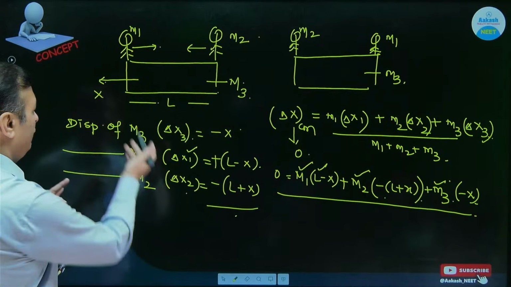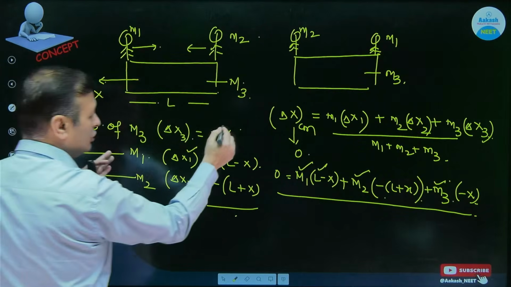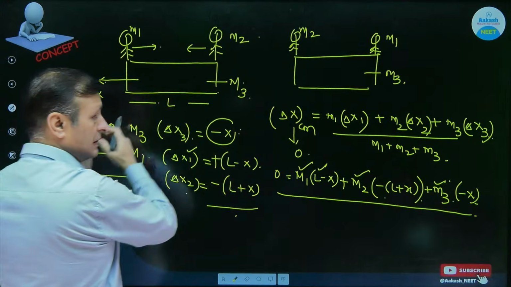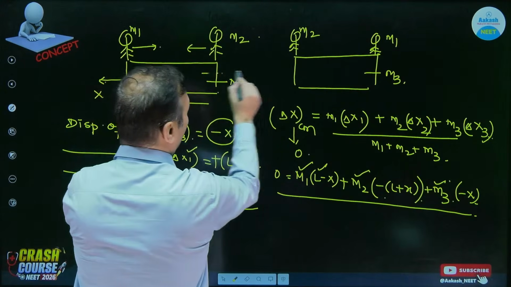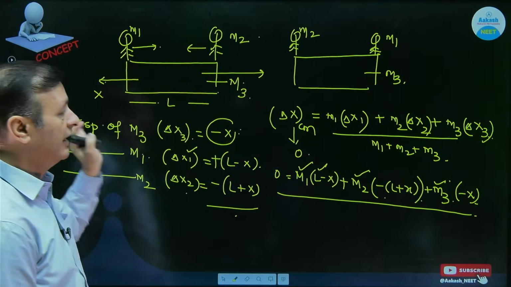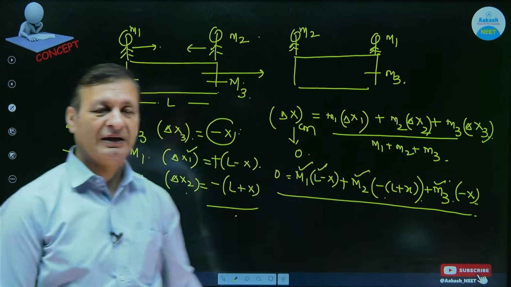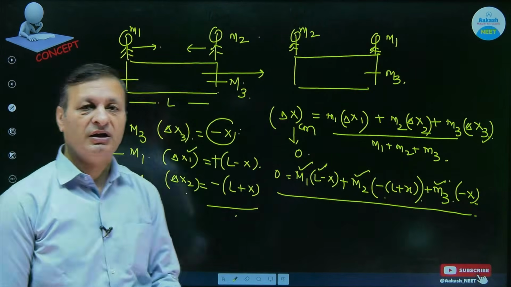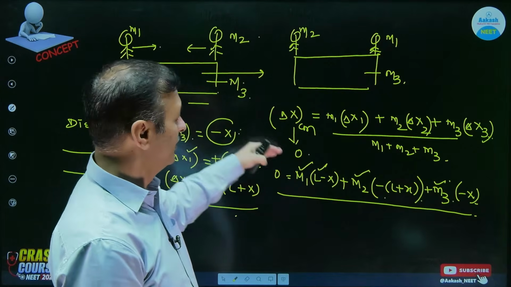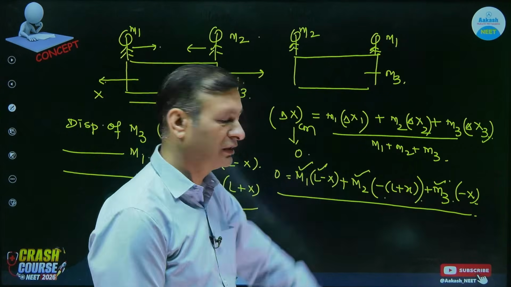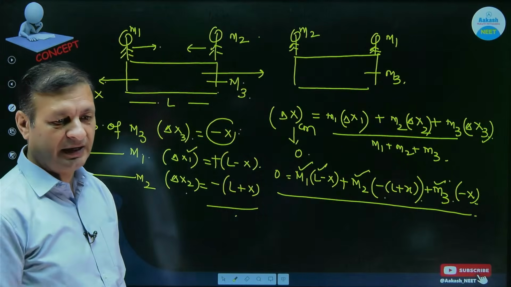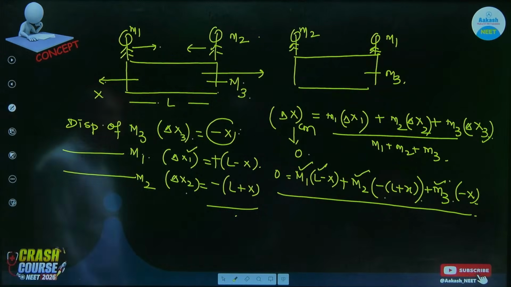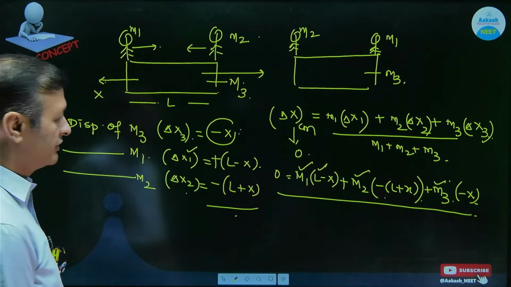Suppose this x, which we initially assumed to be negative x, comes out to be positive. It means the whole system adjusts and moves towards the other side. It will compensate the direction as per your mathematical calculation. Any doubt? Okay, so this was all about this part.